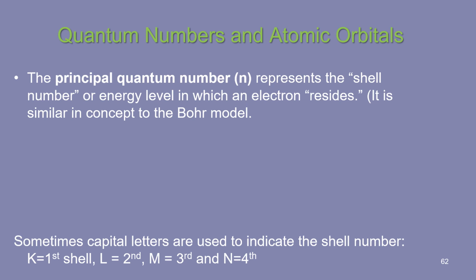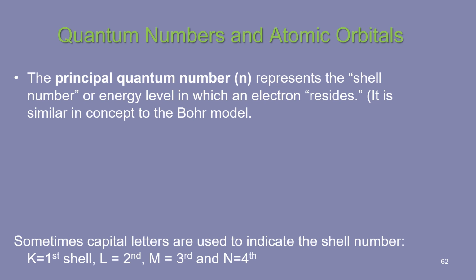Okay, so the principal quantum number n, like I said, is the one that we've already been talking about. It represents the shell number, or the energy level, in other words, the energy level in which the electron resides. So not all electrons can be in the same place, because they all kind of repel each other. And we talked about how we have our energy levels.